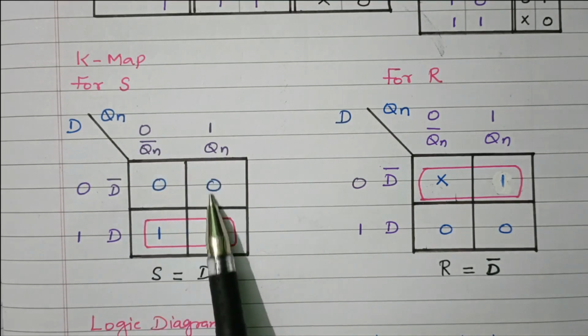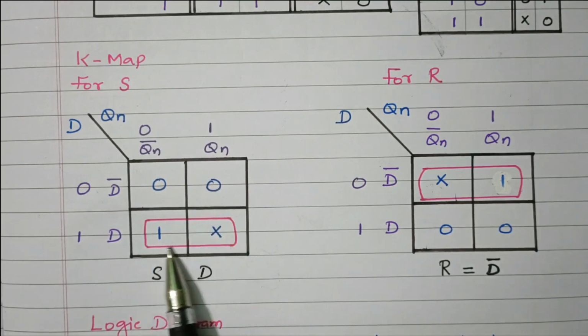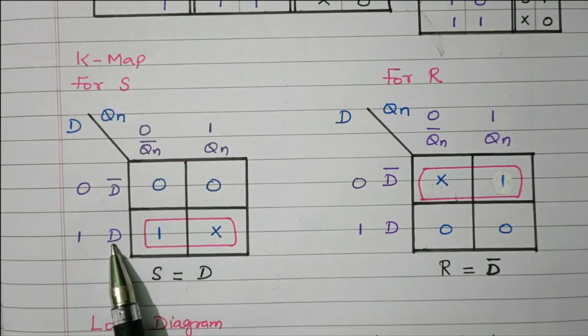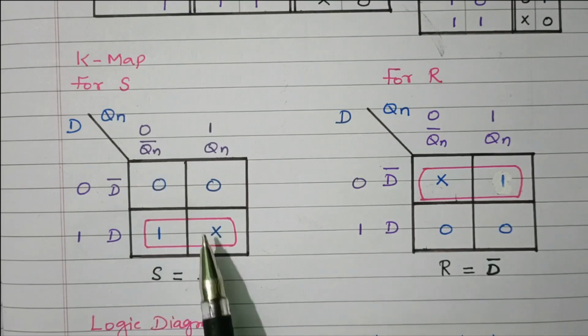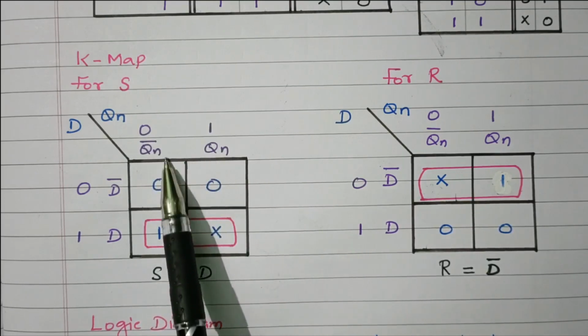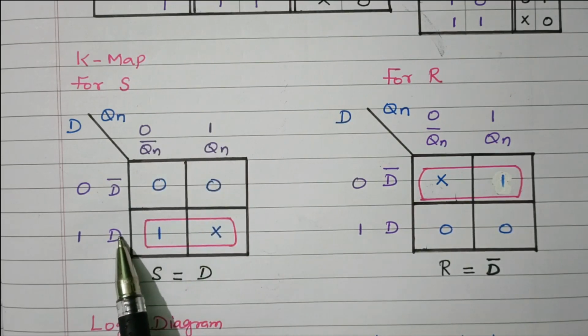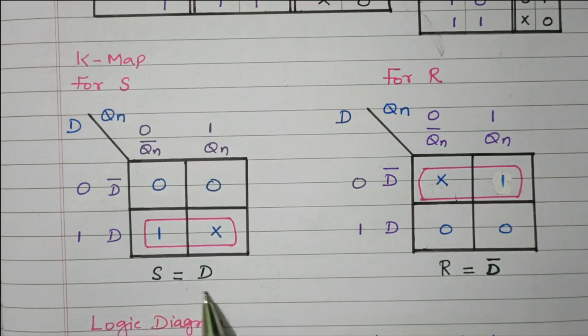From the truth table we filled these columns 0 0 1 x. So we can group these two cells. Correspondingly, what is available in the row D? The corresponding column has Qn bar and Qn, so they got cancelled. We need to refer to the first column and second column. Both are cancelled. In the second row, what is available? D. So the S input is D.